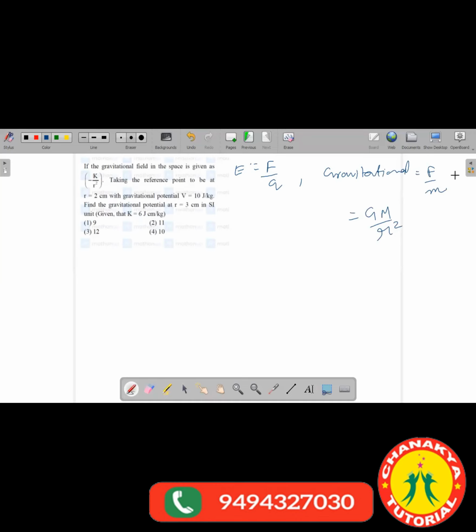So you know it should have the unit force per unit mass, and this gravitational field is given by minus k over r cube. Okay. So at some point in space, this gravitational field is given as minus k by r cube. This is the gravitational field. Taking the reference point to be at r equal to 2 centimeter, if you put here r equals to 2, the gravitational potential V is given as 10 joule per kilogram.